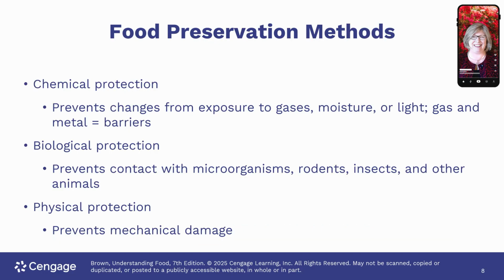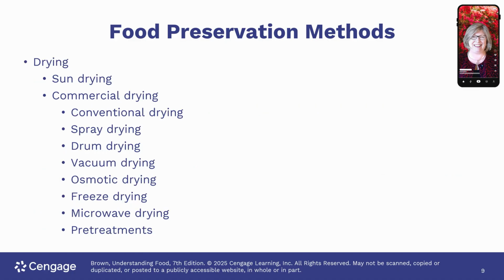So when we talk about food preservation methods, we're looking at ways to keep food from spoiling. Food preservation methods that we see in chemical protection would be any way to prevent changes from exposure to gases, moisture, or light. Biological protection prevents contact with microorganisms, rodents, insects, and other animals. And then physical protection prevents mechanical damage. Some of the food preservation methods will be discussed in the following slides. There are other possibilities, but these are the ones that your textbook is focusing on, and these are the ones that we're going to talk a little more about.